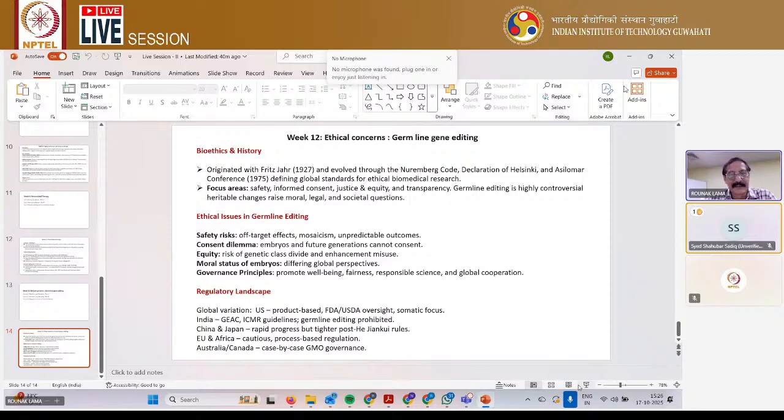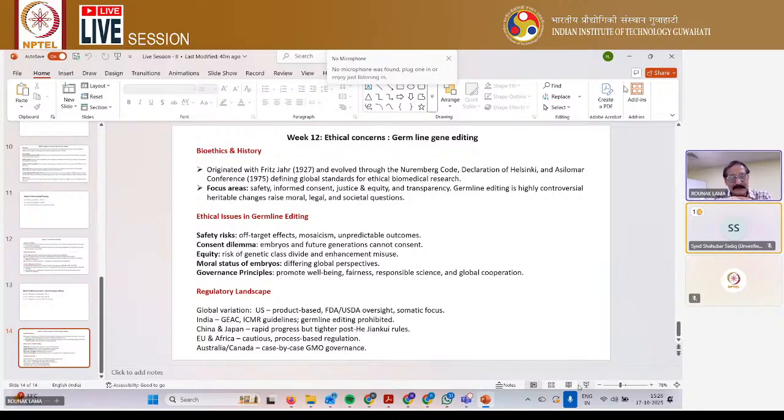Then there's a governance principle, which focuses on promoting well-being, fairness, responsible science, and global cooperation. In the US, when it comes to the regulatory landscape, it's mostly product-based, with FDA and USDA oversight, and there is a focus on the somatic. In India, there are GEAC and ICMR guidelines where germline editing is prohibited.